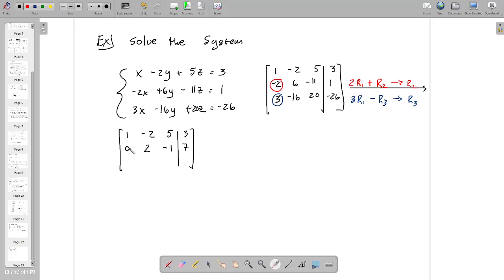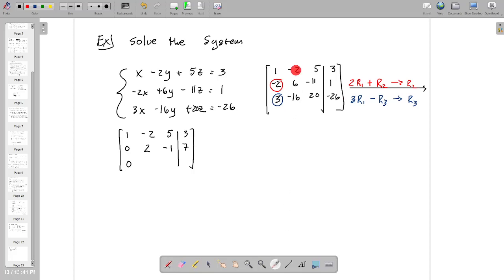We accomplished what we wanted. We got a 0 here. That's what we wanted to do. We also want a 0 in this bottom spot here, bottom left corner. So we do 3 times row 1 minus row 3. So 3 times 1 is 3. 3 minus 3 is 0.